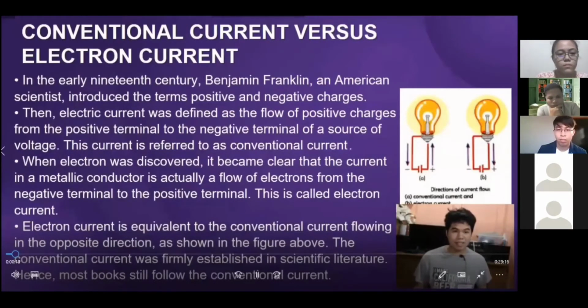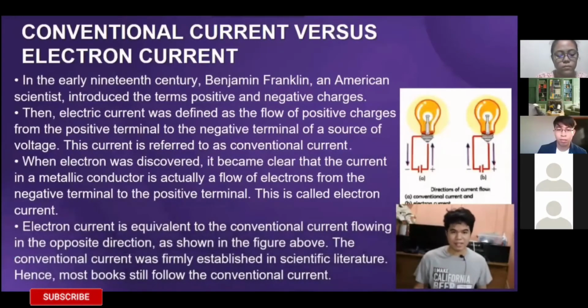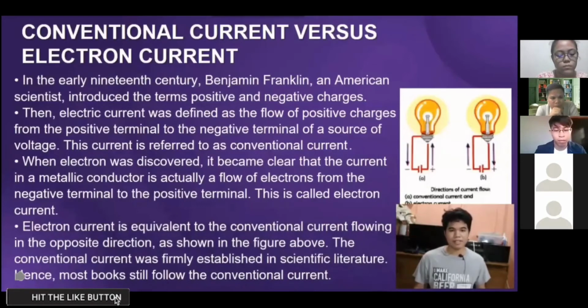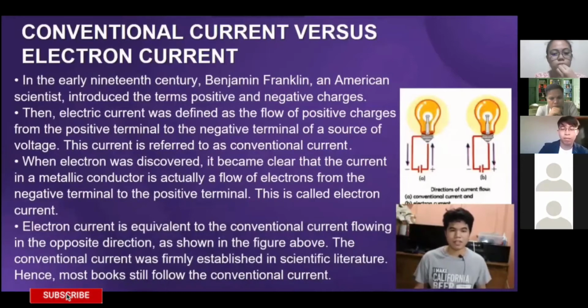In the early 19th century, Benjamin Franklin, an American scientist, introduced the terms positive and negative charges. Then, electric current was defined as the flow of positive charges from the positive terminal to the negative terminal of the source of voltage. This current is referred to as conventional current.